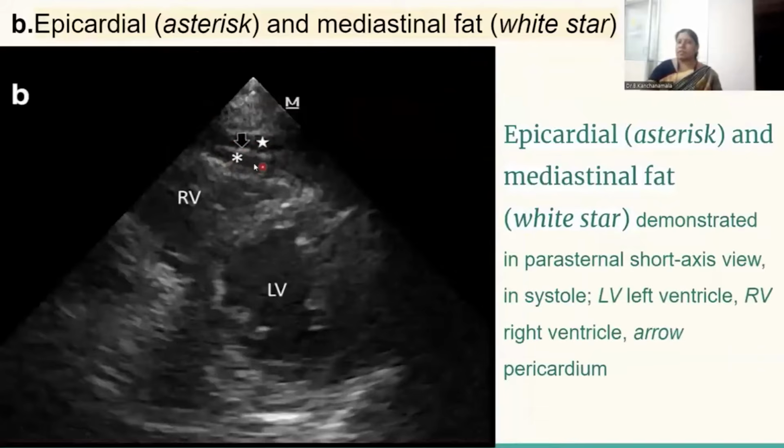As we see here, there is an echogenic, mixed echogenic area which is present within the pericardium, and this is the fat layer. This is the epicardial fat, and the arrow above is the pericardium, and there is another fat collection above the pericardium. This is the mediastinal fat. So we have to be very careful in identifying the epicardial fat and not interpreting it as a fluid collection around the heart, which can lead to disastrous interventions and death of the patient. So we have to be very careful.